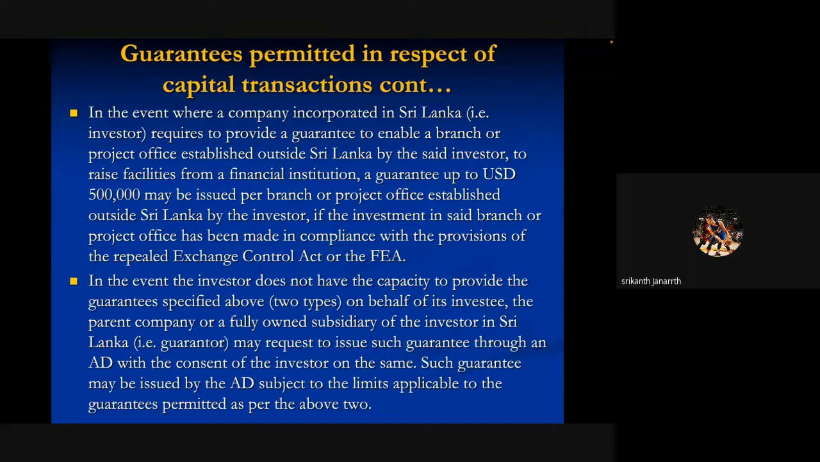In the event the investor does not have the capacity to provide the guarantee specified in the above two types, which we learned, 1 million and 500,000, on behalf of its investee, the parent company or fully owned subsidiary of the investor, which is ALIS Group, Sri Lanka, may request to issue a guarantee through their banker with the consent of the investor, that is the ALIS company. Such a guarantee may be issued subject to the limitation of 1 million, which is 50% shareholding or whatever percentage, and 500,000 if it is a branch. So you got the point clear.